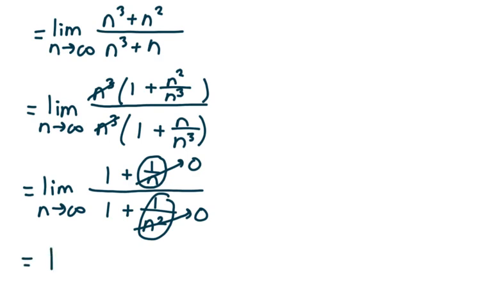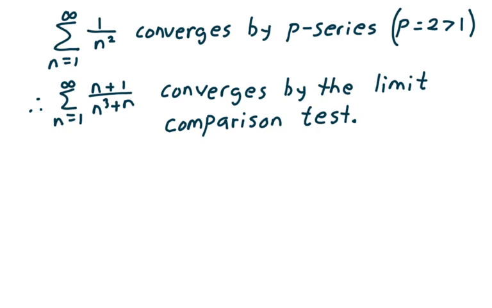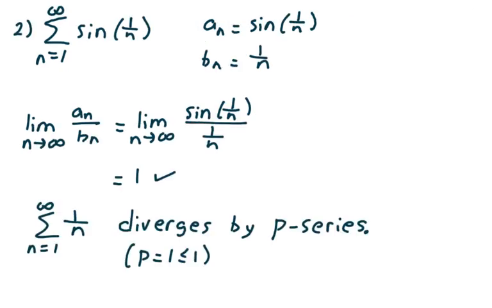What does that say? Well, the summation from n equals 1 to infinity of 1 over n squared converges by p series. p is equal to 2, which is greater than 1. Therefore, the summation from n equals 1 to infinity of (n plus 1) divided by (n cubed plus n) converges by the limit comparison test. And that's example 1. Let's take a look at example 2. Suppose we have the summation from n equals 1 to infinity of sine of 1 over n. And once again, I'm going to apply the limit comparison test.